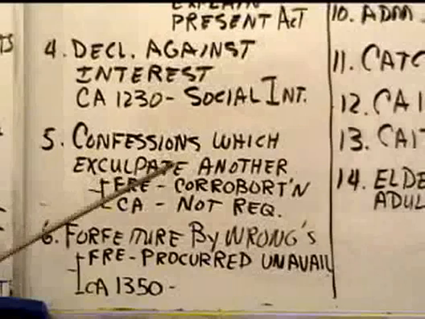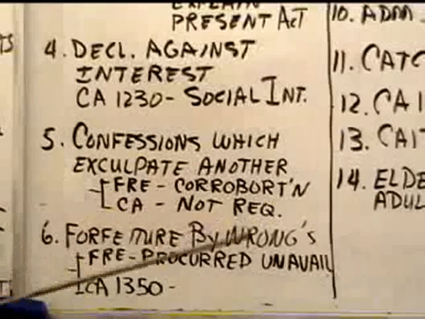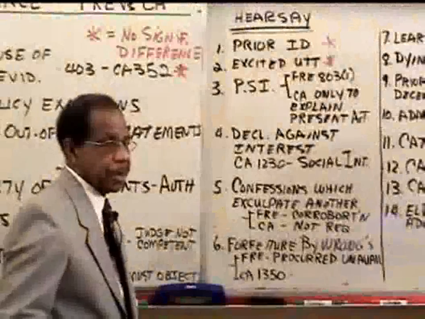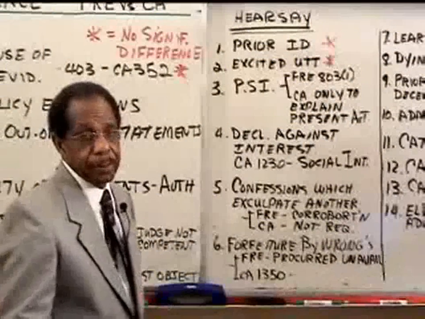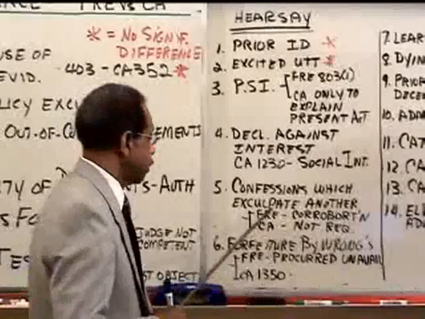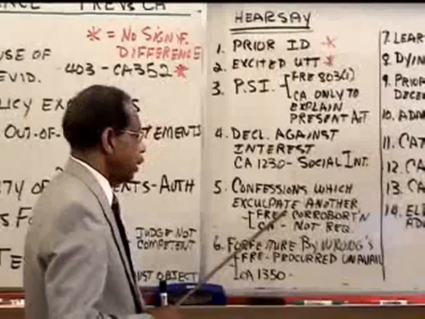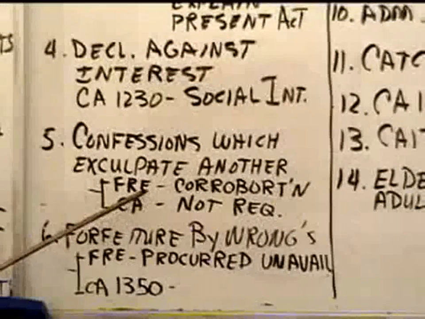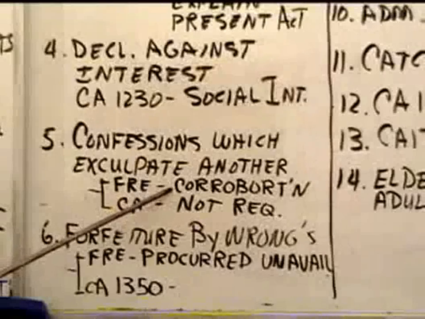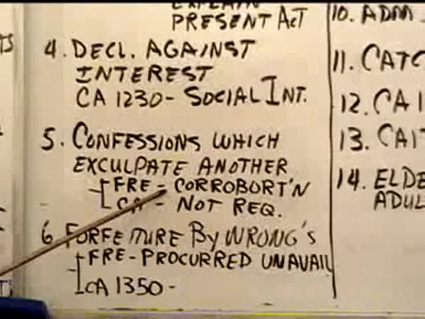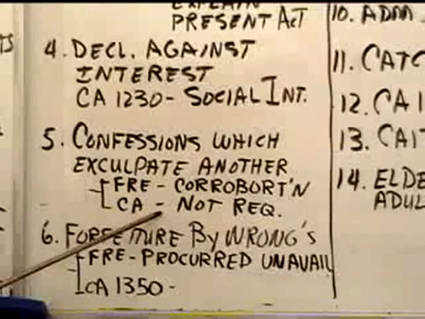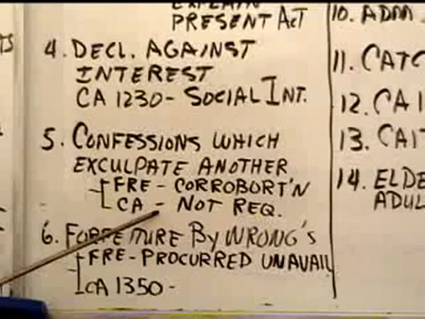Number five, confessions which exculpate another person. One person is confessing, saying, I did it, Joe did not do it. That's a confession which exculpates another person. In those situations, under the federal rules, that confession needs to be corroborated, whereas California does not require any corroboration for that sort of thing.